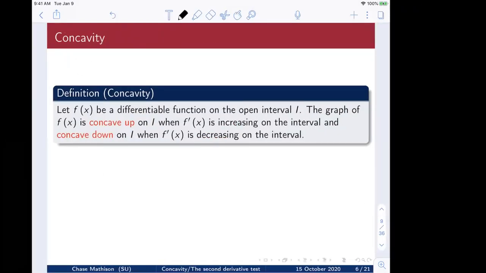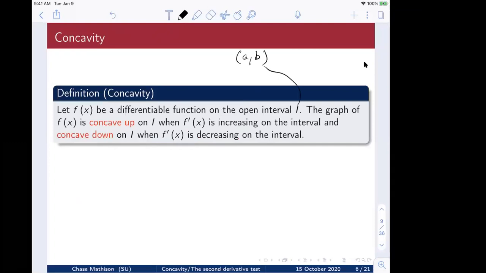So first we need a definition of concavity before we do anything with concavity. We're going to let f of x be a differentiable function on the open interval I. If you want, the I could be the whole real line, but you can just think of it as some open interval a to b.